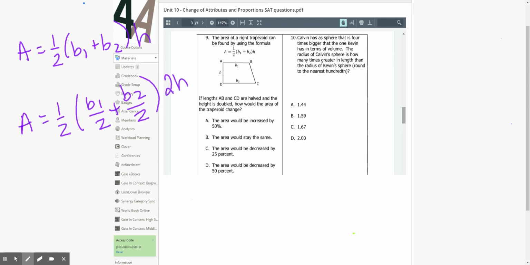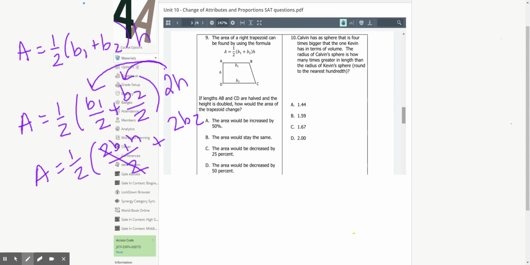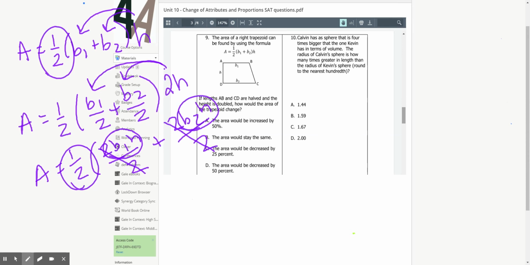So this is going to be 2h. So if we distribute these like this, A equals 1/2 times 2B1h divided by 2, those 2's are going to cancel out, plus 2B2h divided by 2, those 2's are going to cancel out. And if we multiply this h over, I think we get B1h, which we have here, and B2h, which we have here, and everything has 1/2.